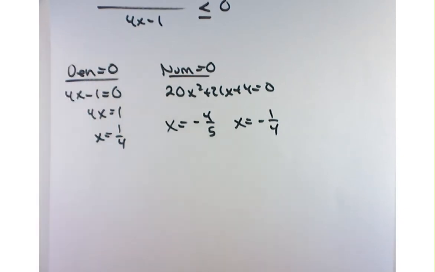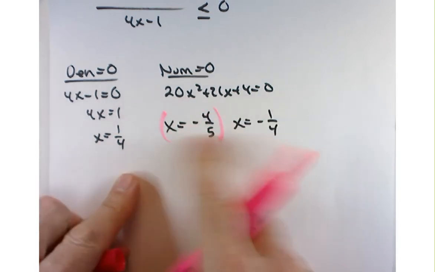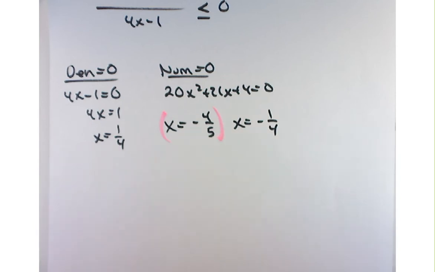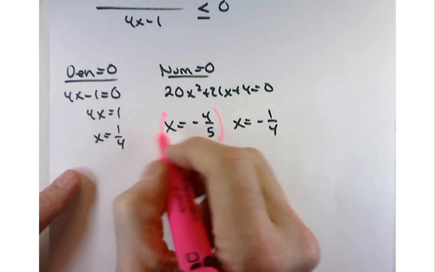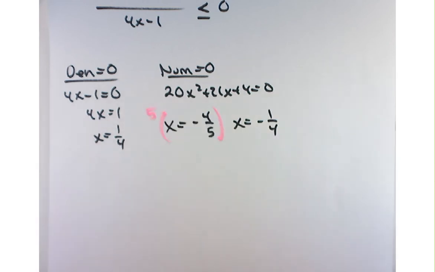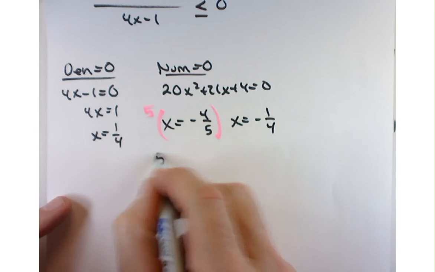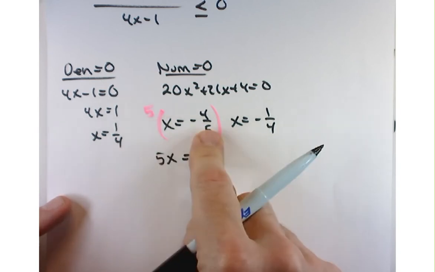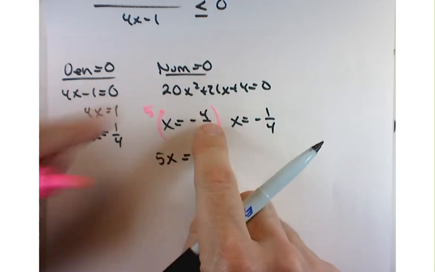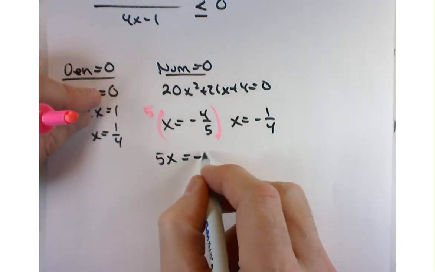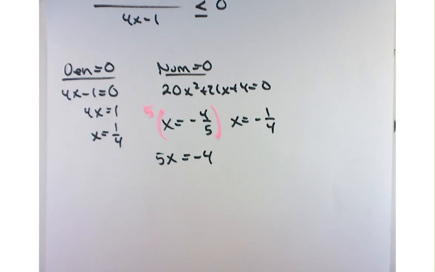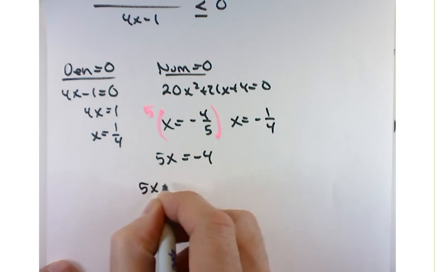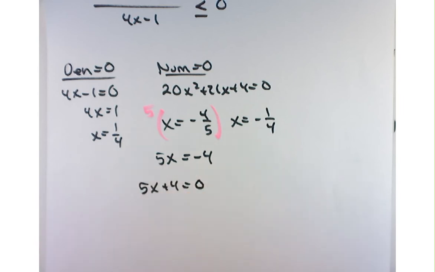Now watch what I'm going to do with this. In each of these, I'm going to get rid of the fractions. So how would I get rid of the fractions in this one? What would I multiply both sides by? 5. Nice. So that's going to give me 5 times x equals, what's going to happen when I multiply this by 5? What's going to happen with those 5s? Cancels out. So it leaves me with 5x equals negative 4, right? Let's move that to the other side and I get 5x plus 4 equals 0. I'm going to leave it there for the moment.